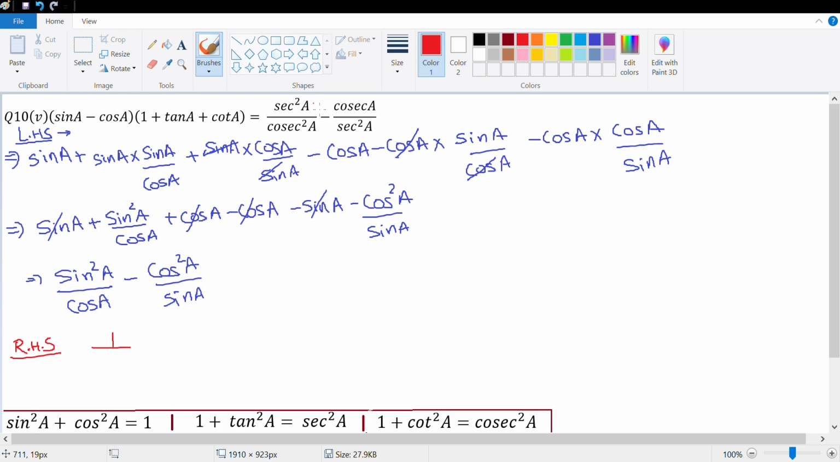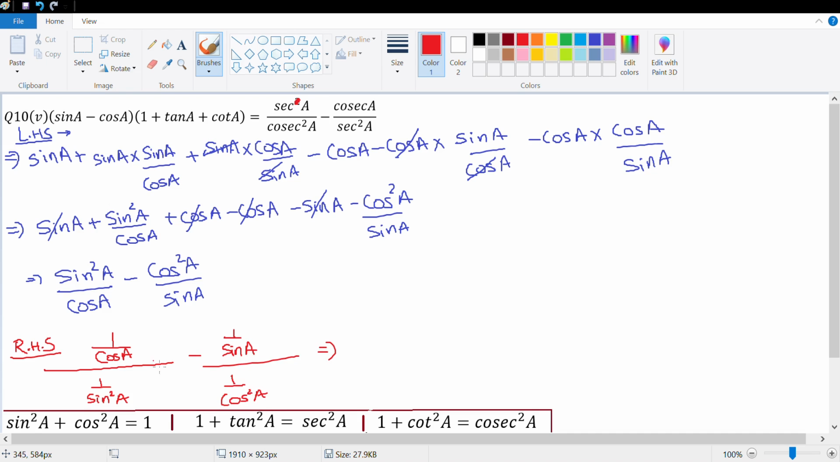I have written the question incorrectly. This is not sec square A, this is sec A, because that's what I was wondering. Yeah, so this is 1 upon cos A divided by cosec square, which is 1 upon sin square A, minus cosec A would be 1 upon sin A divided by sec square is 1 upon cos square A.